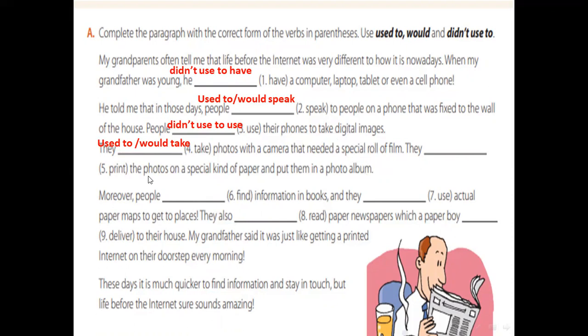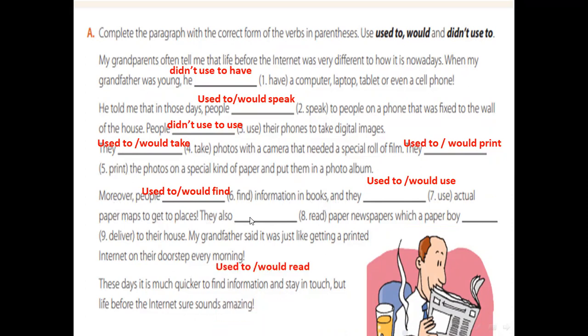They print the photos on a special kind of paper and put them in a photo album. Used to print or would print. Number 6, moreover, people find information in books. Used to find or would find. And they used to use or would use actual paper maps to get to places.